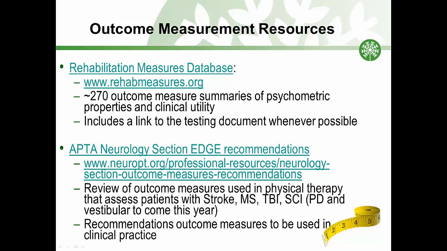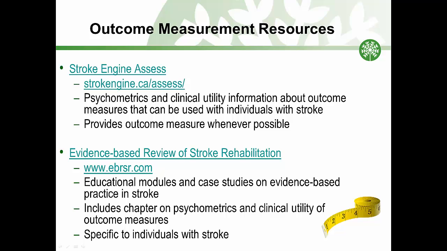There is a collaborative effort between RIC, CROR, and the APTA Neurology Section to integrate information on rehabmeasures.org. Here are two other online resources that focus on the use of measures for specific populations. The first one is the Stroke Engine Assess, which provides outcome measures whenever possible and psychometric and clinical utility information. The second one is Evidence-Based Review of Stroke Rehabilitation, which of course is specific to individuals with stroke. These two resources provide information specific to outcome measures for patients with stroke.